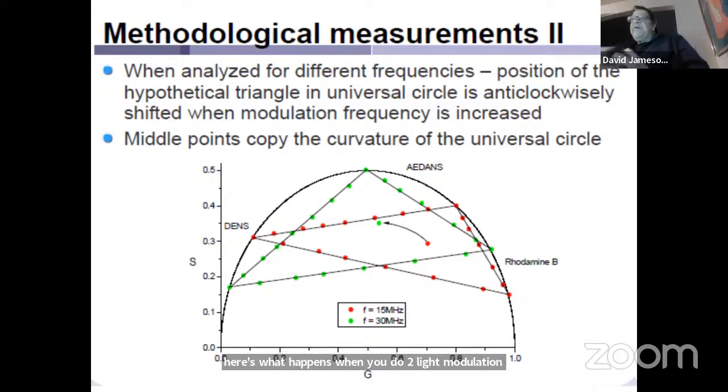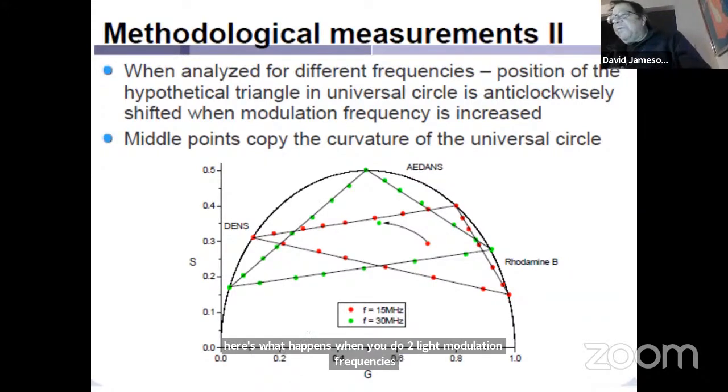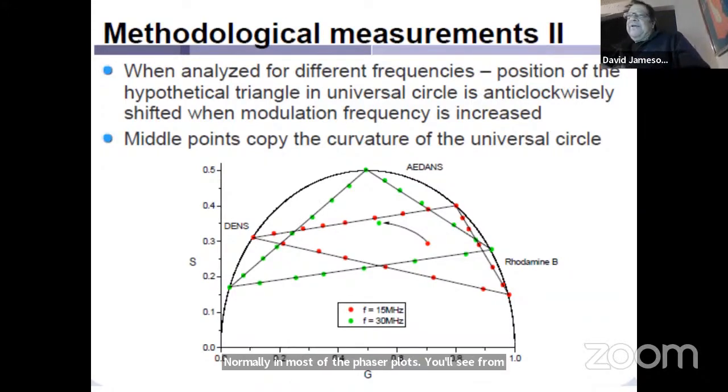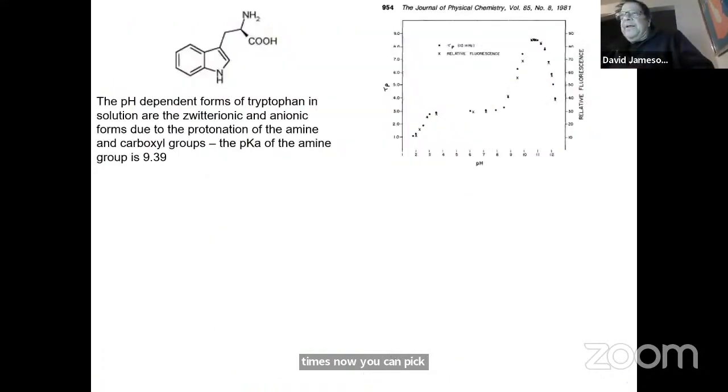Normally, in most of the phasor plots, and from the FLIM images, you tend to use one light modulation frequency, but you don't have to. In this case, I just want to illustrate what happens when you change the light modulation frequencies. It basically rotates those images around. And the point of this is, to illustrate a point, which I'll do several times now, you can pick the frequency that best illustrates your point.